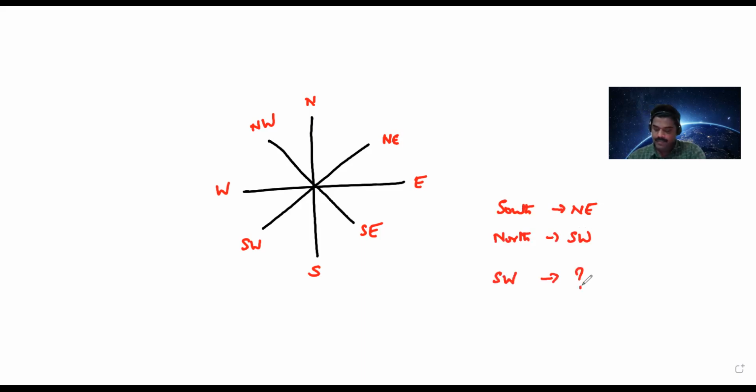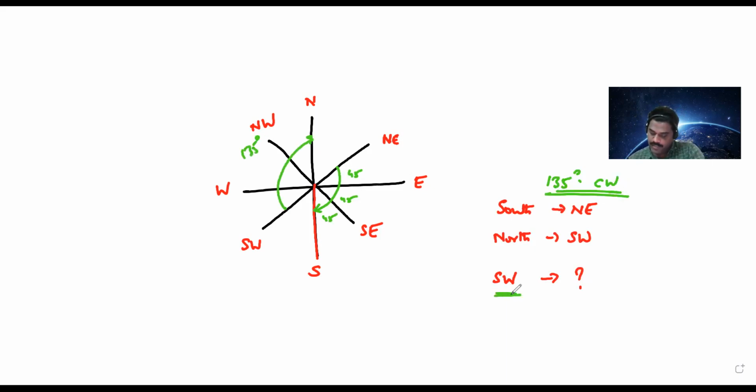This is the question. Now, if you observe here, if south has become northeast, that means there is a shift of 135 degrees. See, each one is 45, 45, 45. There is a shift of 135 degrees. Similarly, north has become southwest, so again there is a shift of 135 degrees, in the clockwise direction.